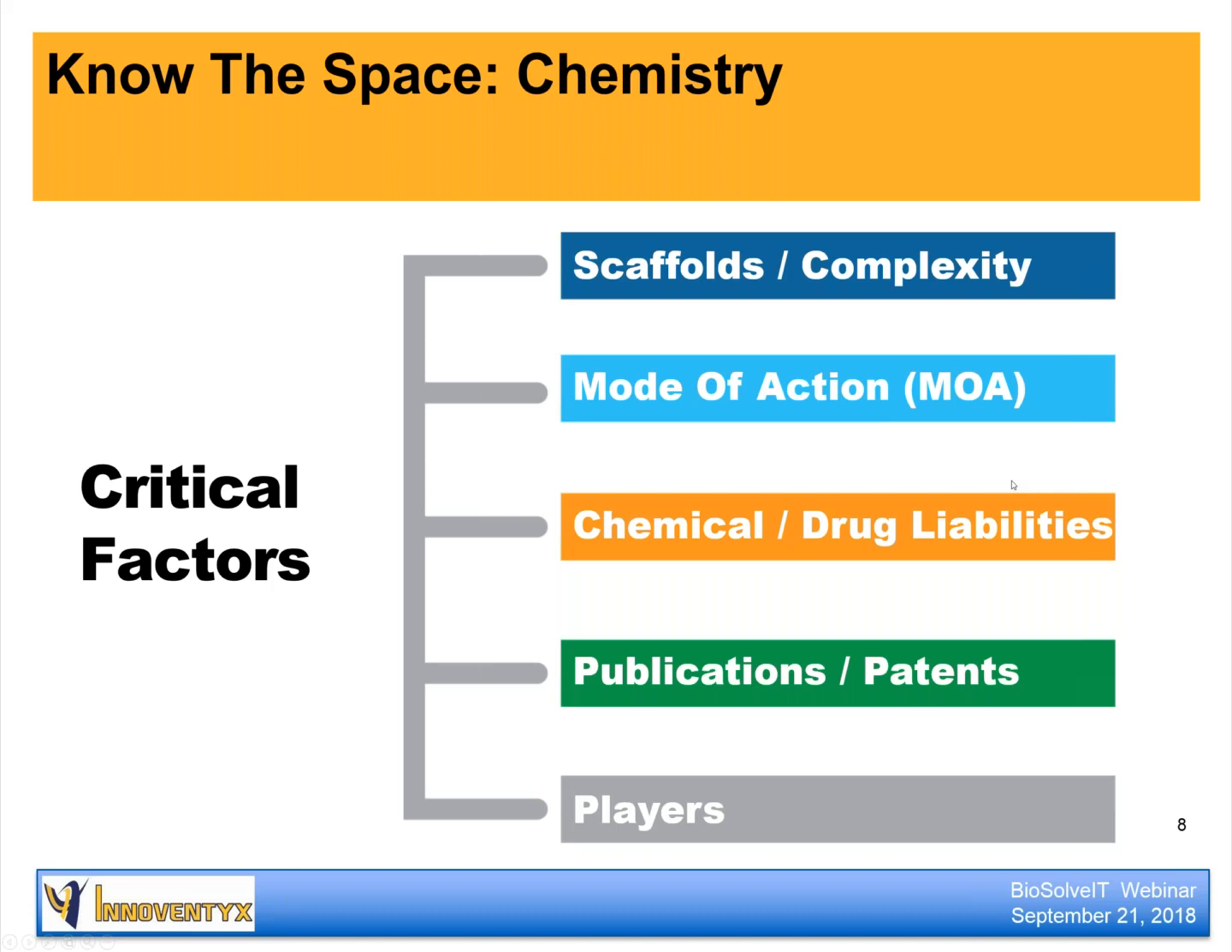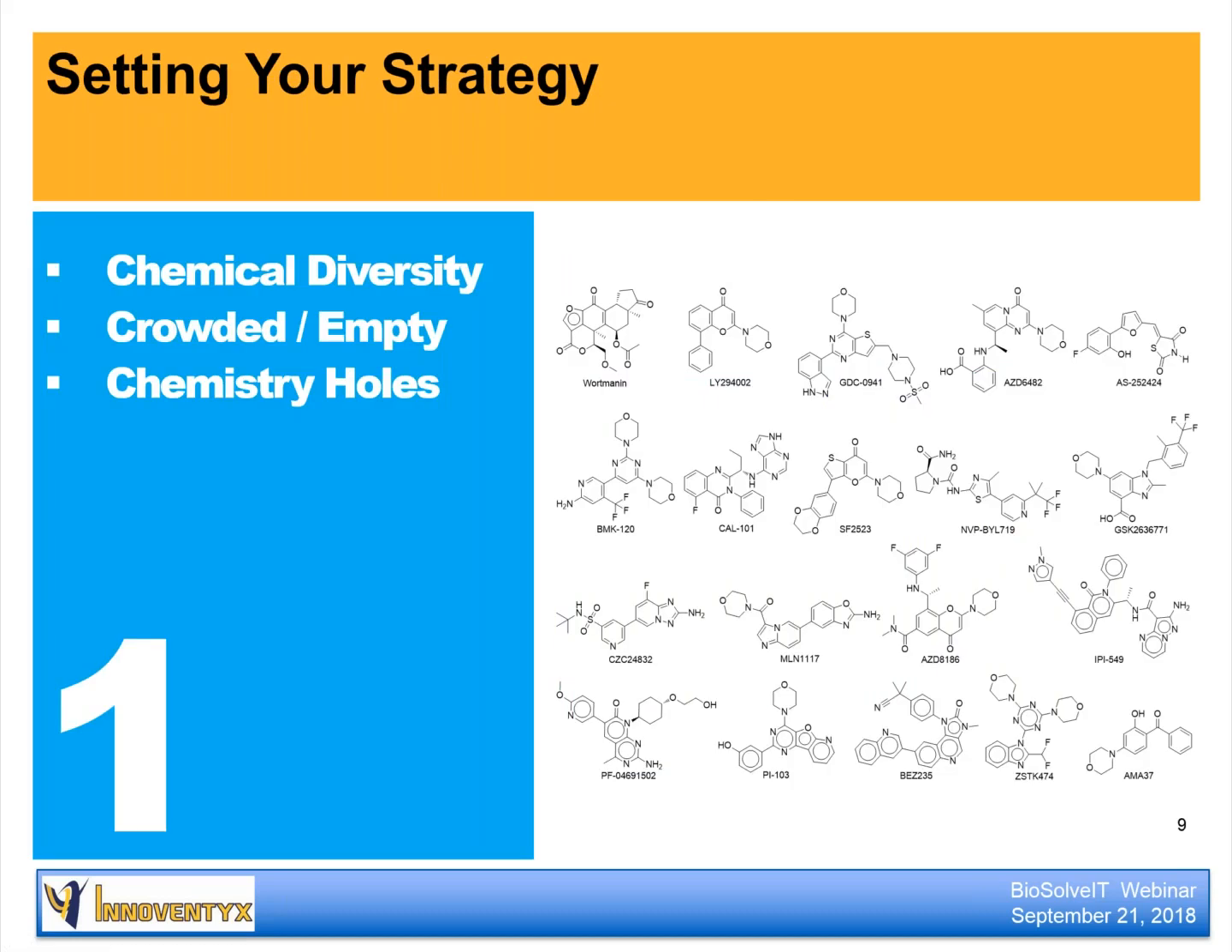And just as I mentioned for the biological space, same thing. Publications and patents are going to give us the information that we need to start knowing not only what kind of chemicals and structures are in a particular space, but also who's working on those and who the players are.